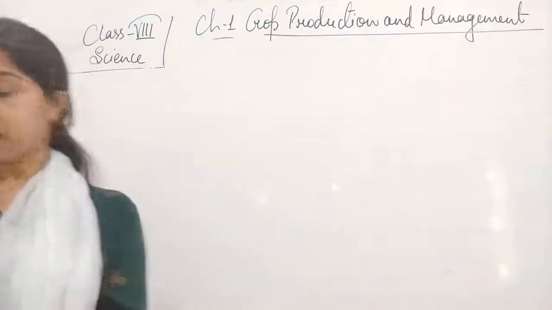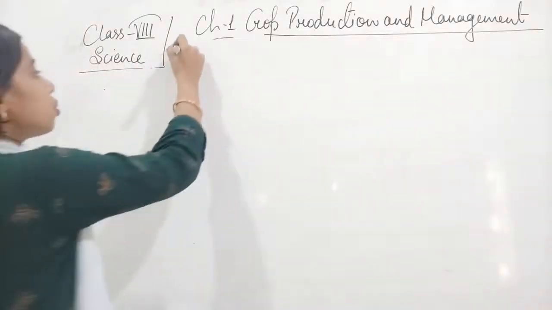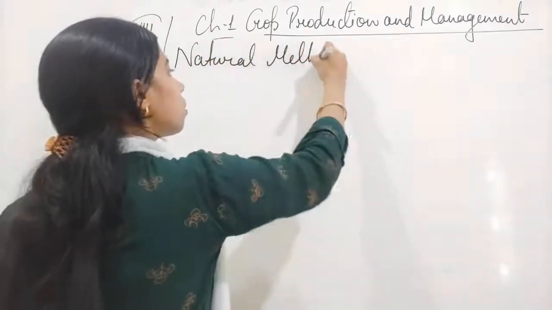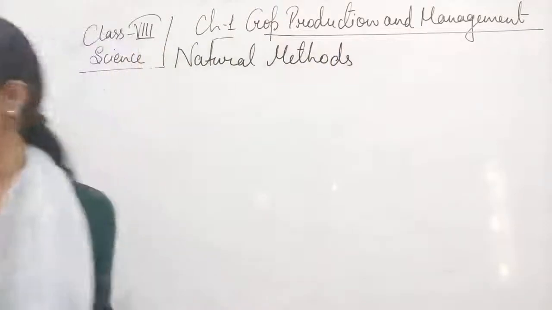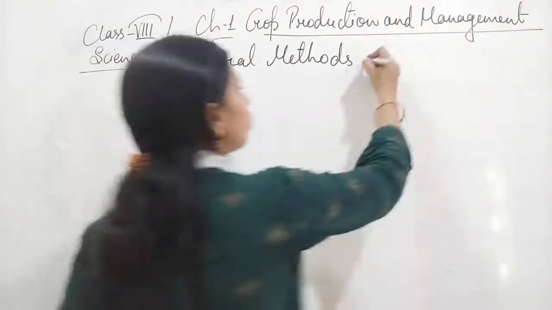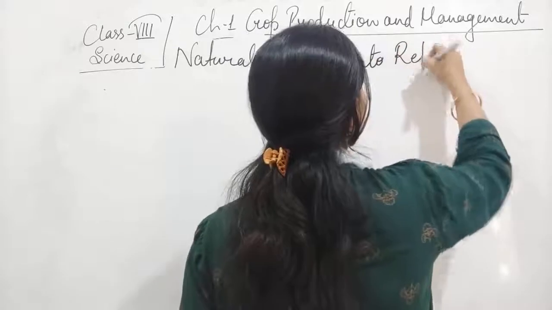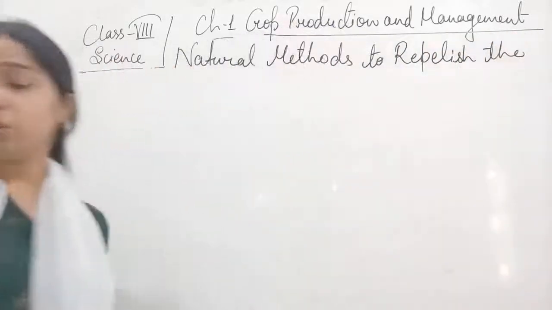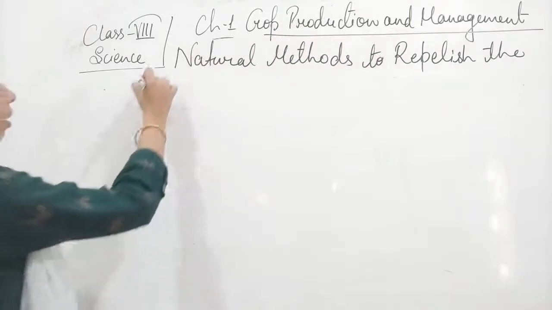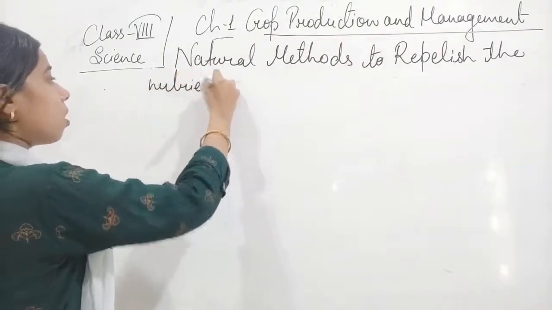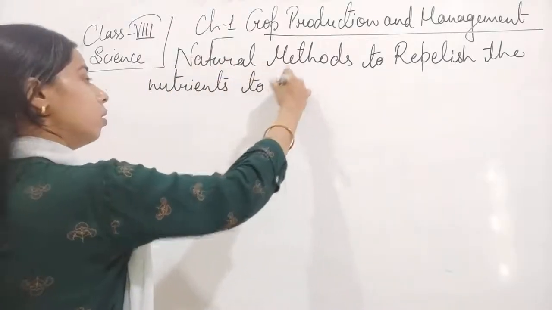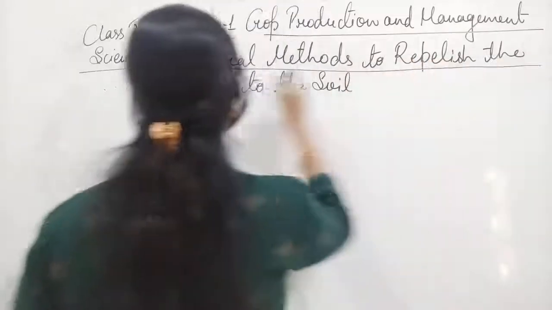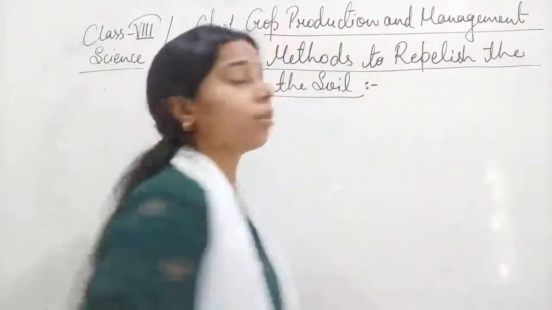So we can write it here: natural methods to replenish the nutrients to the soil. Natural method to replenish the nutrients to the soil.